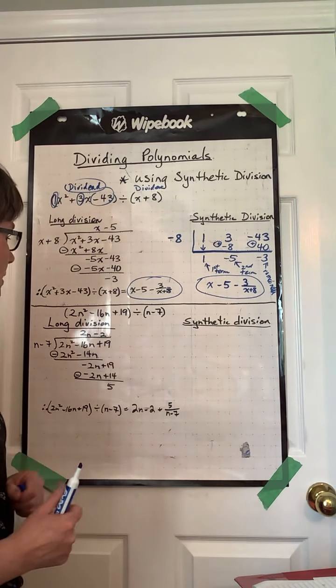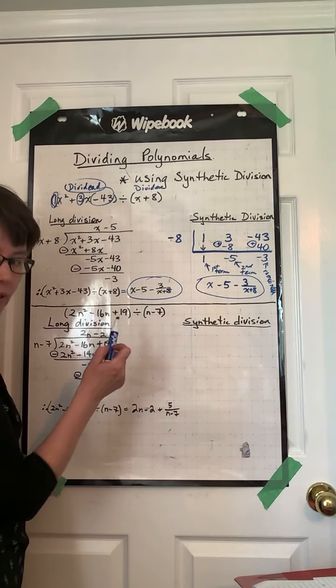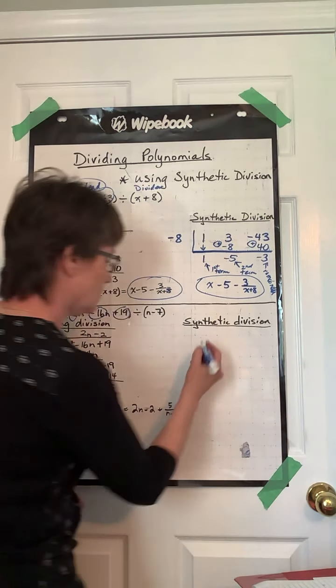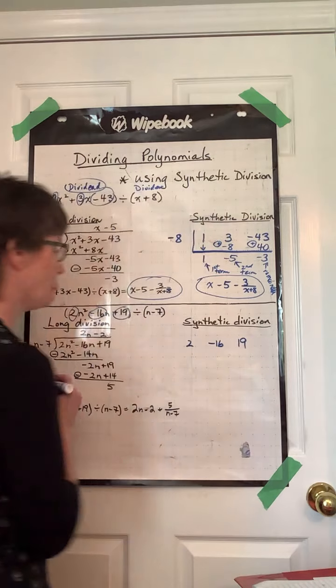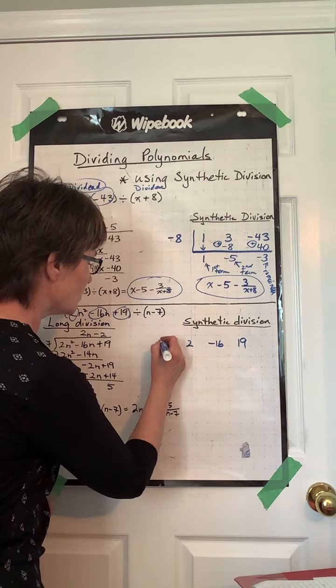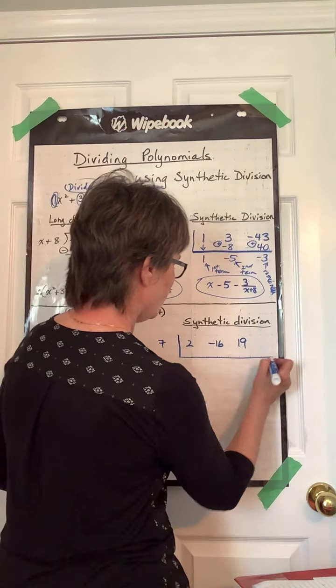Okay, so let's try it with another one. 2n squared subtract 16n plus 19. So we're taking those coefficients: 2, negative 16, 19. We're dividing by n minus 7, so instead of a negative 7, I'm going to write a positive 7 here. And my upside down division.